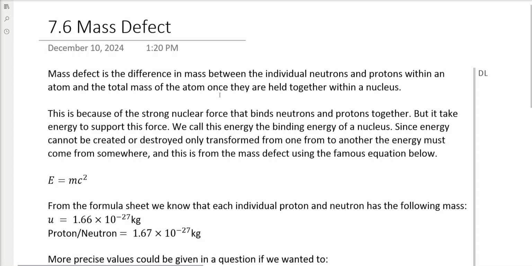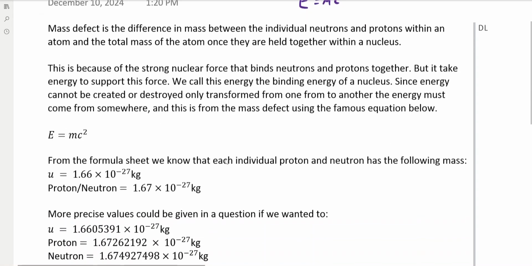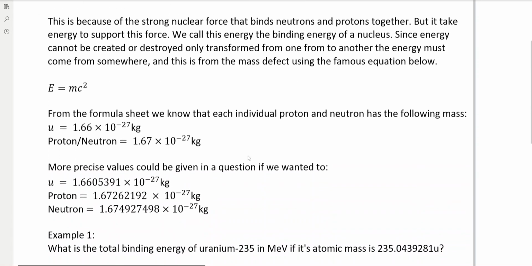But once we put them all together, it turns out there's a mass defect. There is some amount of mass that's missing that's holding the atom together in the nucleus. That missing mass is basically giving us energy, in the form E equals mc squared. The mass is converted into energy, and that energy is holding the nucleus together. This has to do with the strong nuclear force.